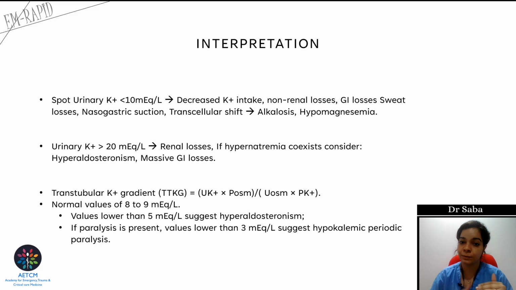Now, this gradient was again done to find out the etiology of potassium loss or low potassium levels. Any value that is lower than 5 milliequivalents per liter will suggest hyperaldosteronism, and if paralysis is present, values less than 3 milliequivalents per liter will suggest hypokalemic periodic paralysis.